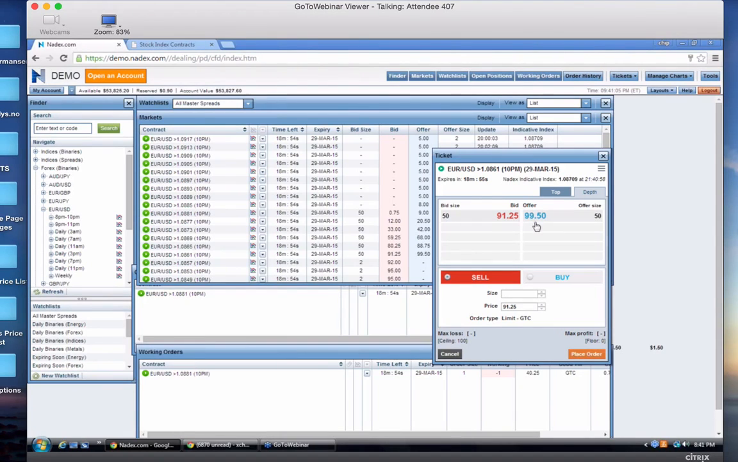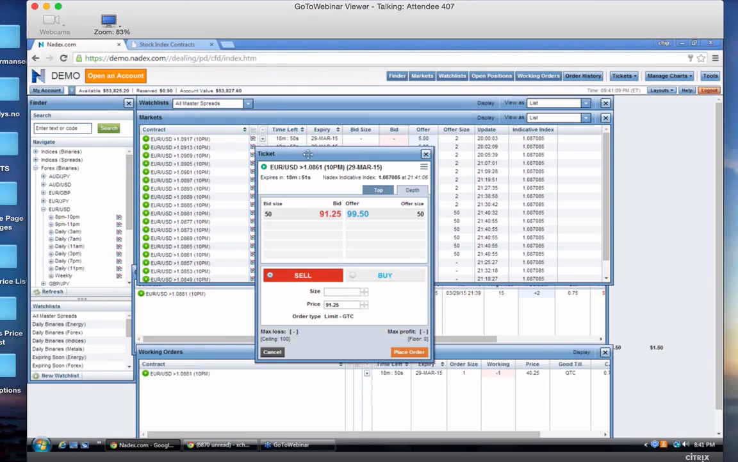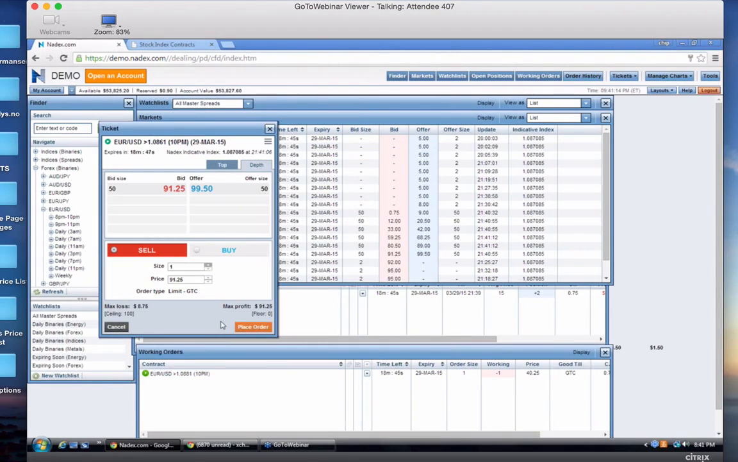Can everyone hear me? Yes, we can hear you. Oh, okay, I saw some note on there. Okay, so here's the ticket here. If I sell 91 and a quarter trade price, it only costs me $8.75.